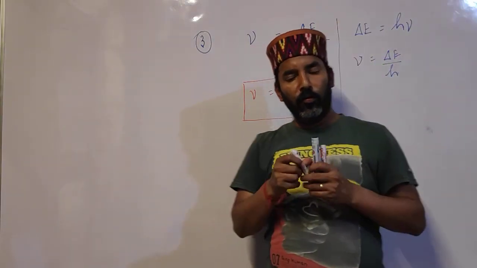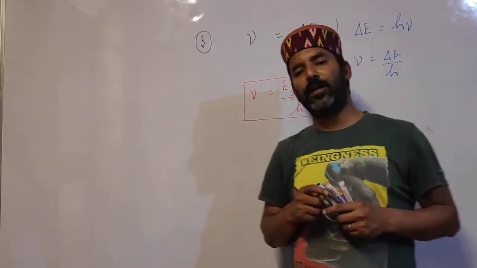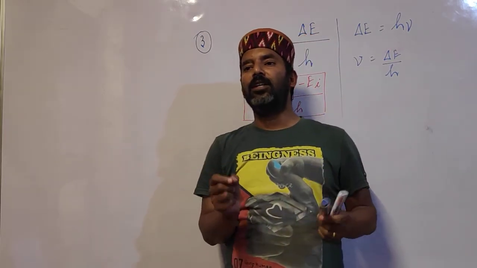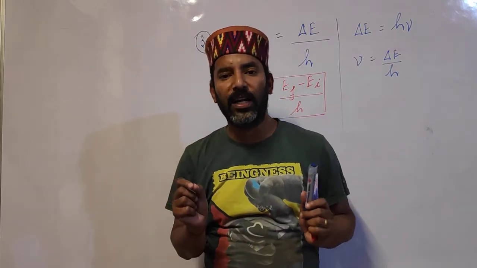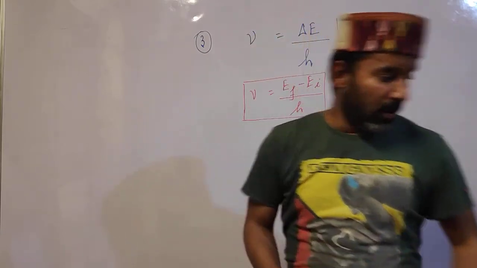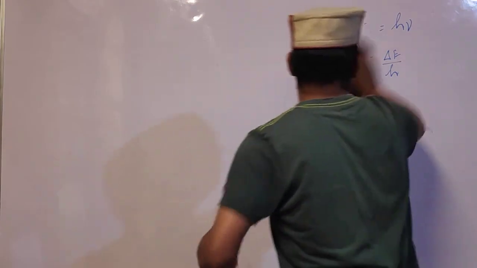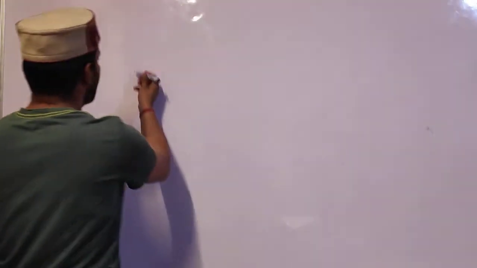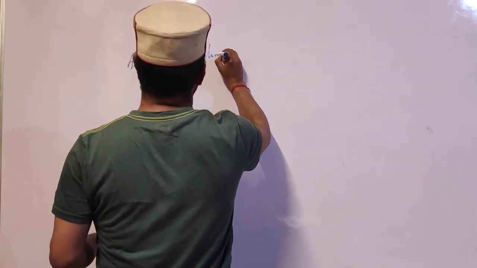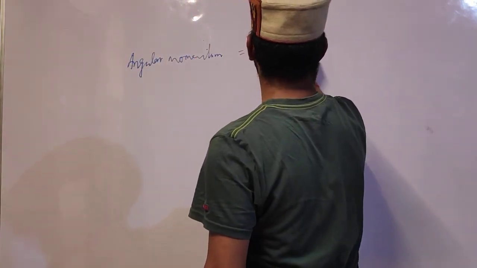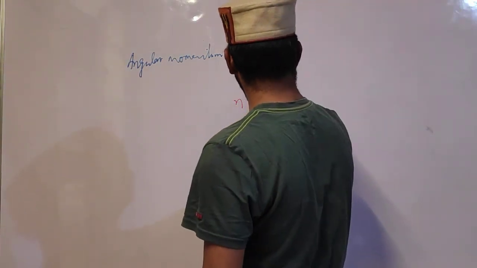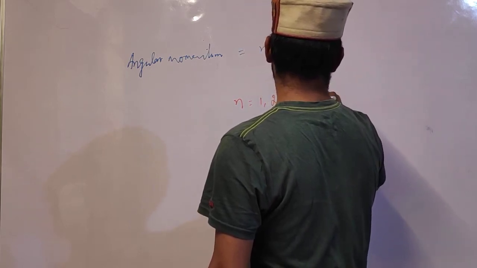Now students, fourth postulate of Bohr's model is very, very important. So Niels Bohr postulated that only those orbits are permitted in which angular momentum of electron is integral multiple of h upon 2 pi. So fourth postulate is mathematically that angular momentum of electron is always integral multiple of h upon 2 pi. Here n is an integer which can be 1, 2, 3, 4, 5 and so on.